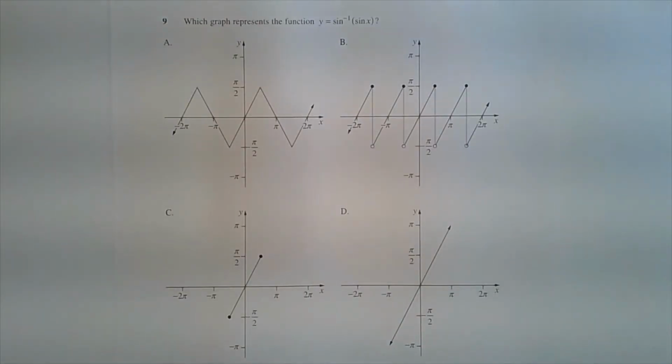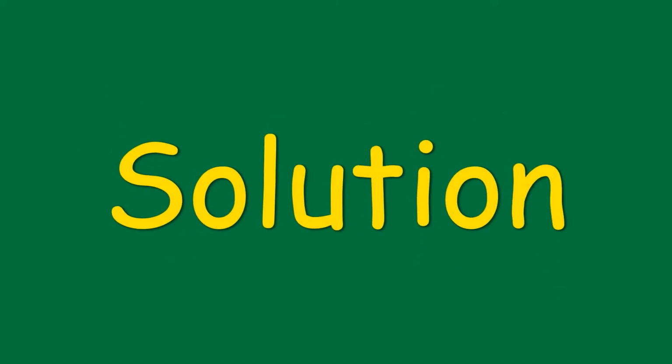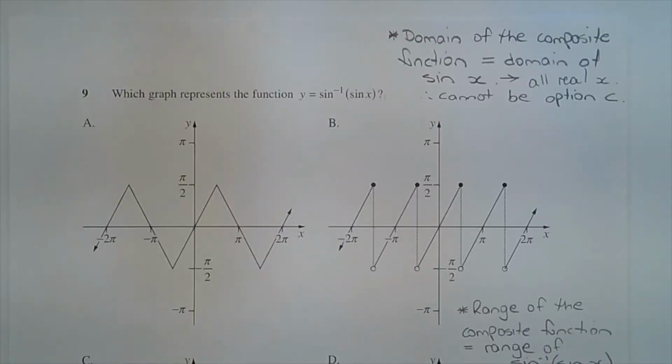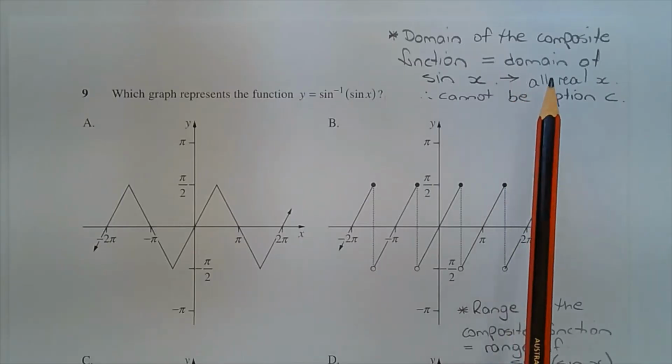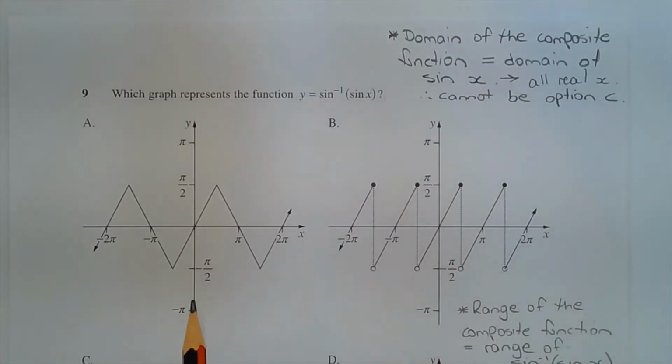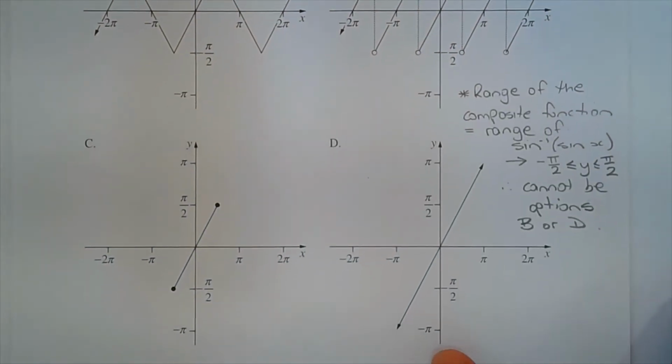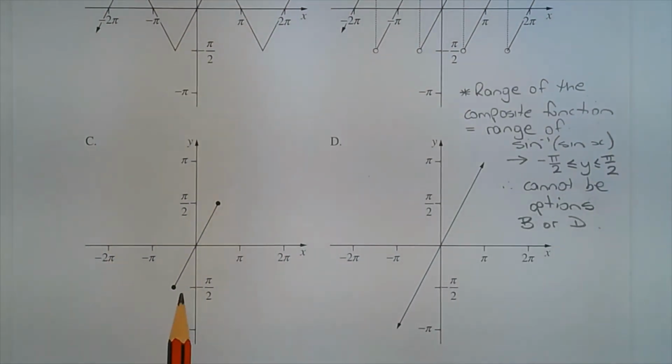Question 9. Which graph represents the function y equals the inverse sine of x? Firstly, we'll consider the domain of the composite function, and that's equal to the domain of the inner function sine x, which is all real x. Therefore, it cannot be option C, since the domain of option C is clearly not all real x.